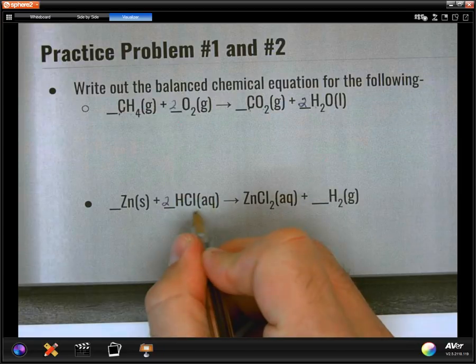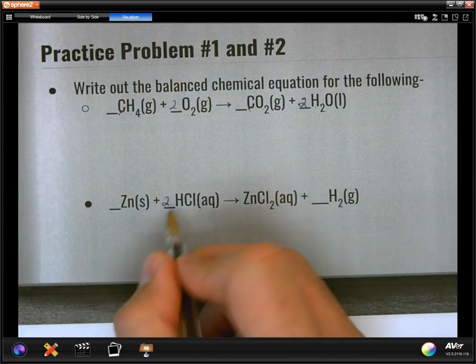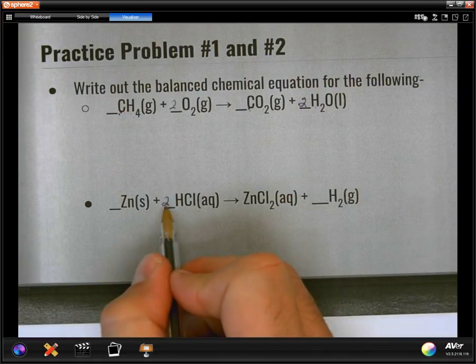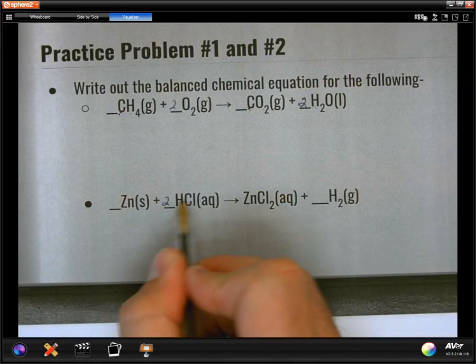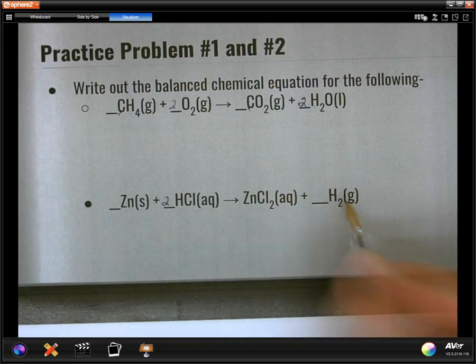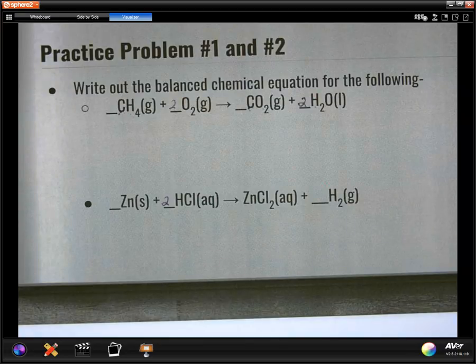We do not add a 2 here, because if I add a 2 here, I am changing the chemical. We don't do that. The chemical is already written correctly, based upon what we learned in Unit 4. So I only add coefficients. So now I got 2 hydrogens. I jump over here. I see I got 2 hydrogens. So we are done. That was very simple.